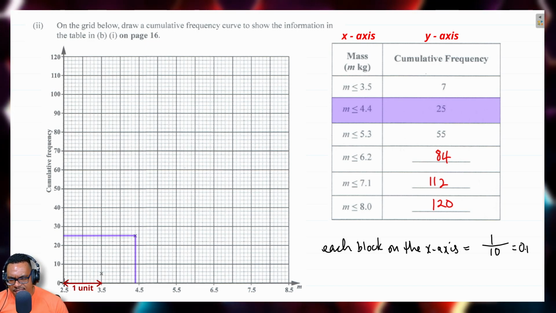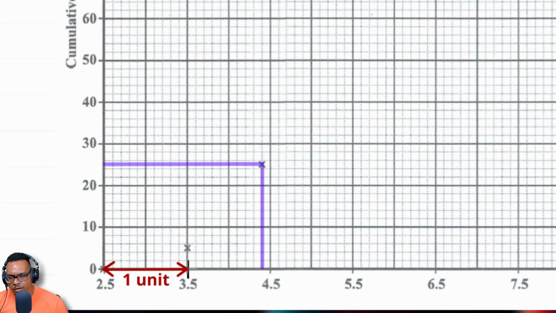Therefore, on the x-axis, each little block will be 0.1. So when we come here now, we are 3.5, 3.6, 3.7, 3.8, 3.9, 4, 4.1, 4.2, 4.3, 4.4. And that's why 4.4 is here. Now on the y-axis, we are going up by 10 units, and the number of blocks is 5.